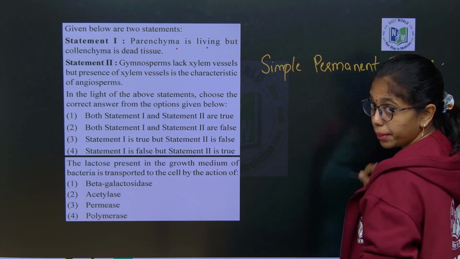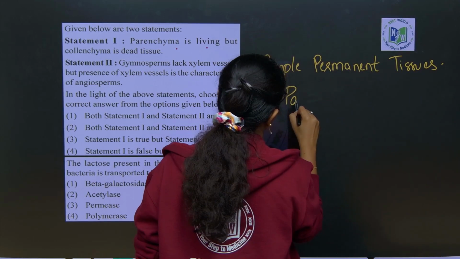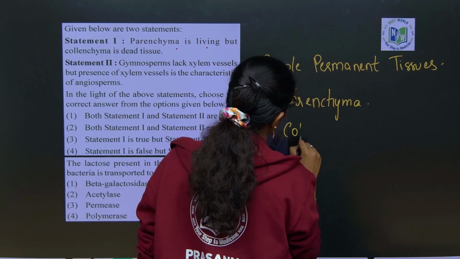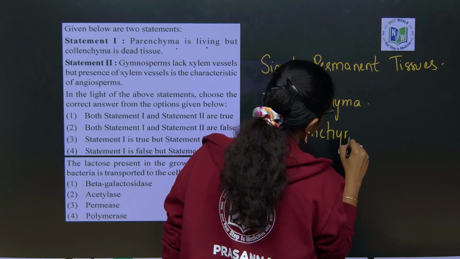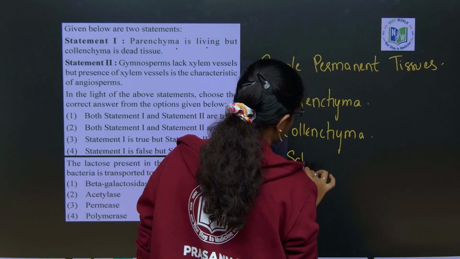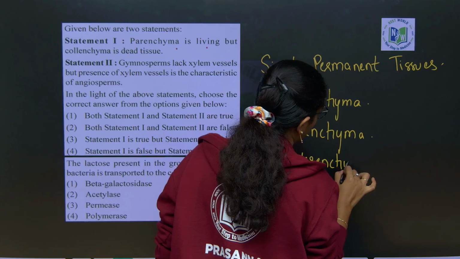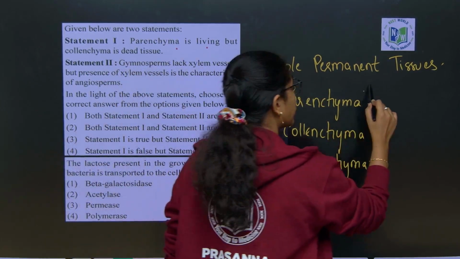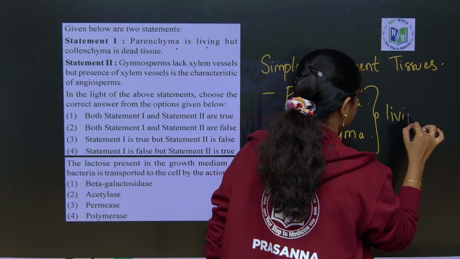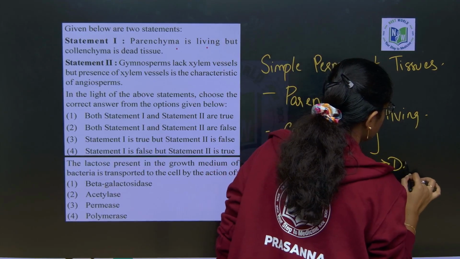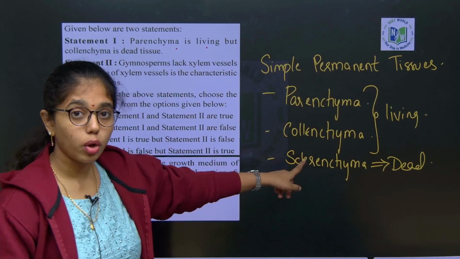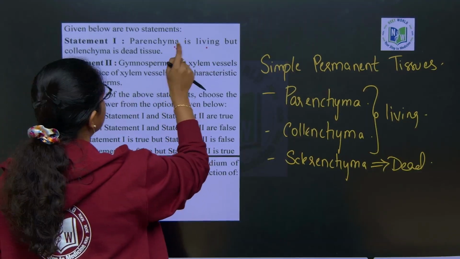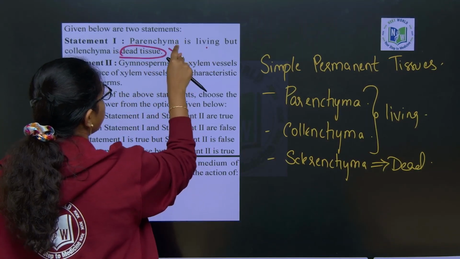Amongst 3 simple permanent tissues, those are parenchyma, collenchyma and sclerenchyma. Okay, parenchyma, collenchyma and sclerenchyma. Amongst these 3, parenchyma and collenchyma are living and sclerenchyma is dead. So here now you answered this question, parenchyma is living, collenchyma is also living. So this statement is wrong.